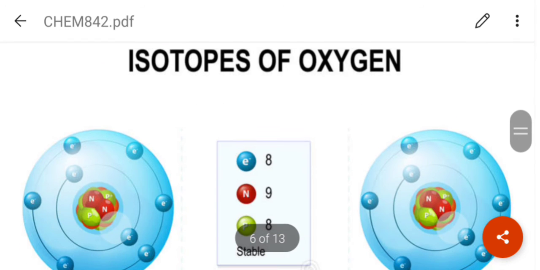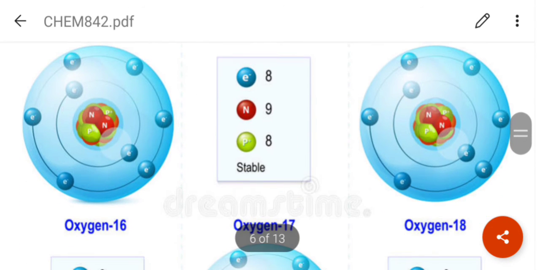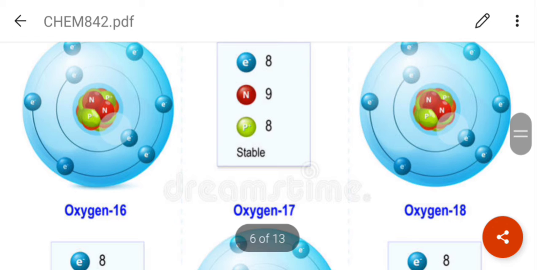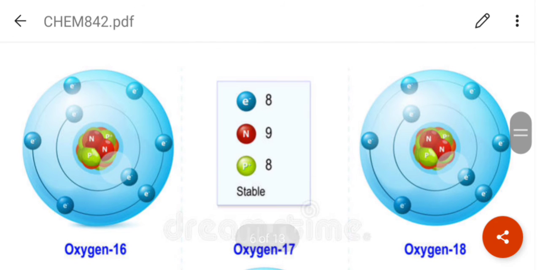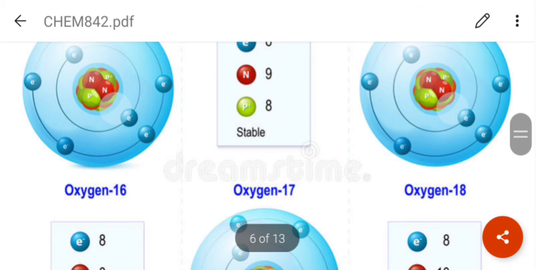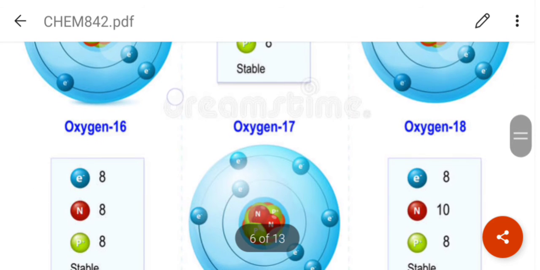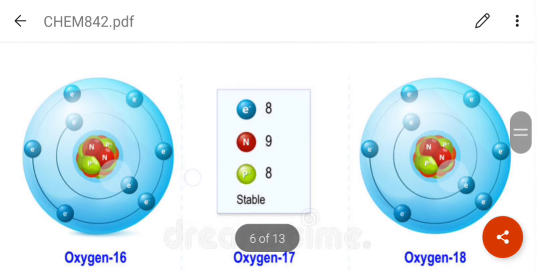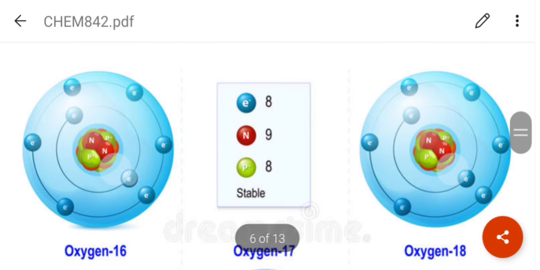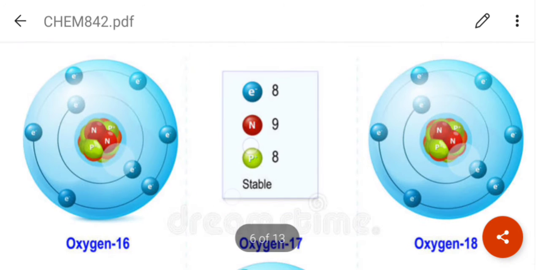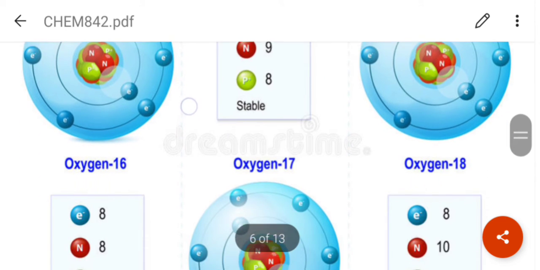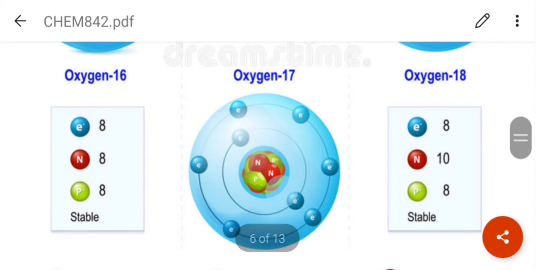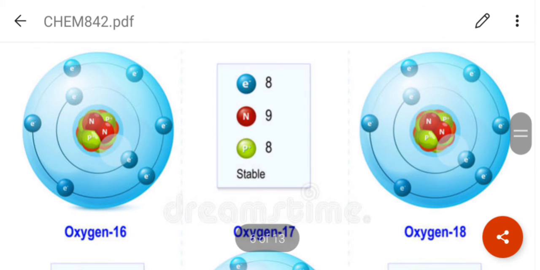Now here you see the isotopes of oxygen, 16O8. So here what happens? 16O8 means it has 8 electrons. As you can see, you can count 1, 2, 3, 4, 5, 6, 7, 8. It has 8 electrons, 8 protons and 8 neutrons.